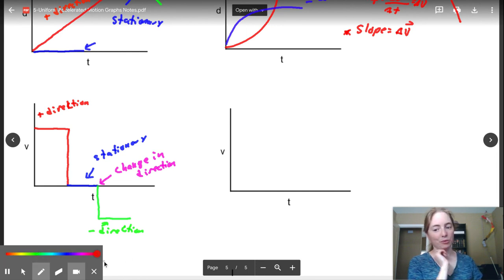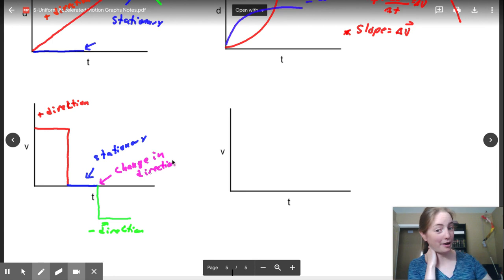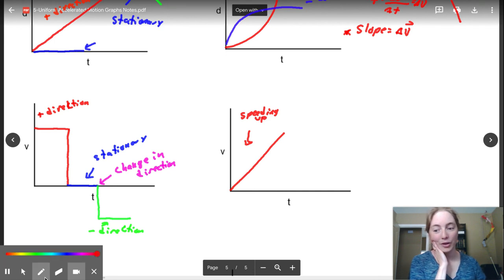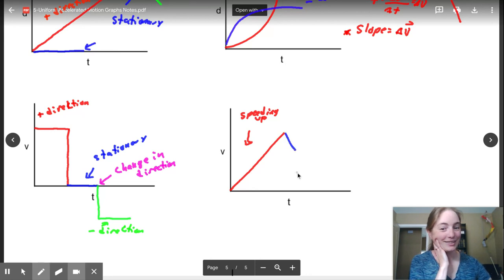Accelerated motion on a velocity time graph is going to look like this. Okay? So here, you're speeding up. Okay? What does slowing down look like? That. Okay?